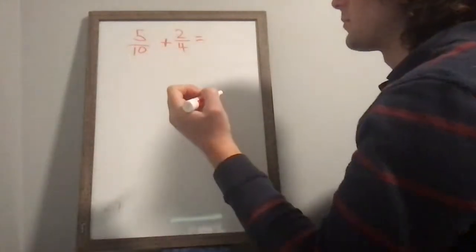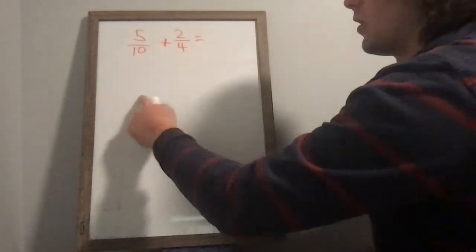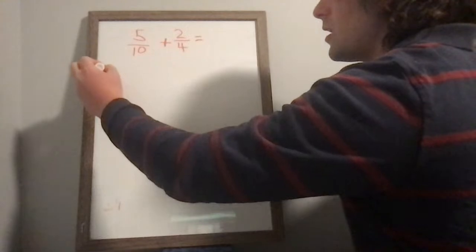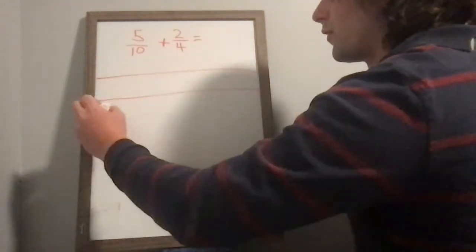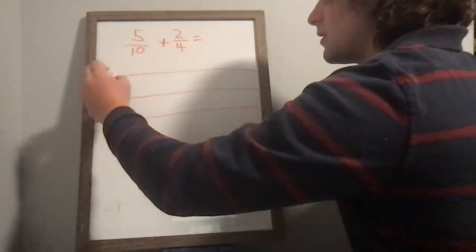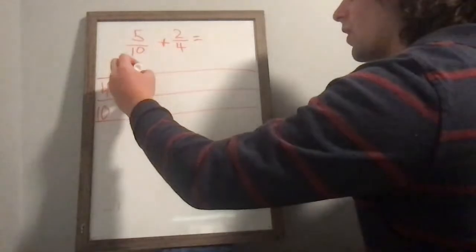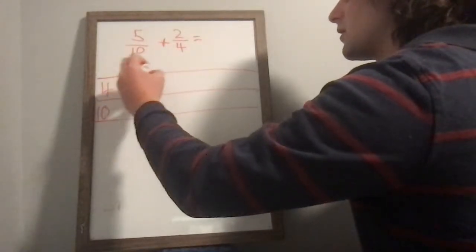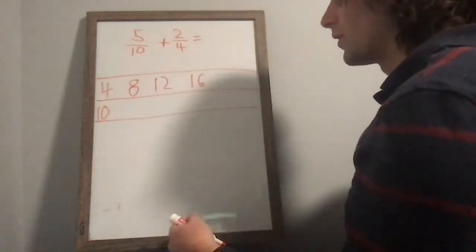All right, 5/10 plus 2/4. So again, first step, you've got to convert these to like terms. So you've got to find the least common multiple for 4 and 10. I'm going to start counting by 4s: 4, 8, 12, 16. We make the first 4 numbers there.